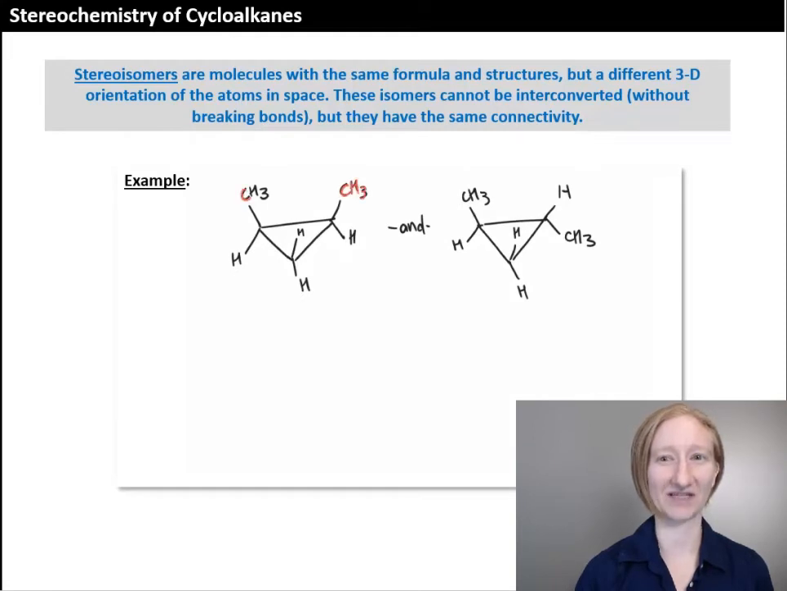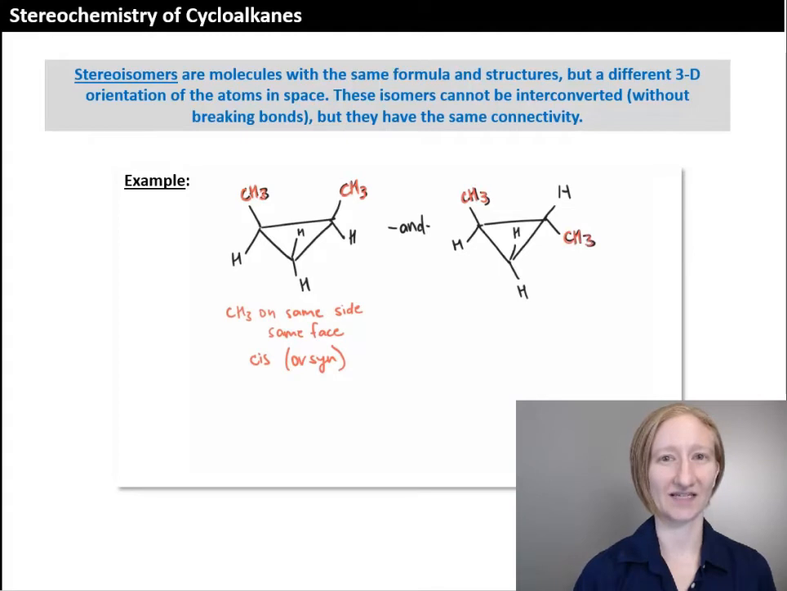Each cyclopropane here has two methyl groups on adjacent carbons, so each of these is a 1,2-dimethylcyclopropane. They have the same formula and the same connectivity. But in the first case, the two methyl groups are both pointing up. They're both on the top face of the ring. We call this the cis or the syn isomer.